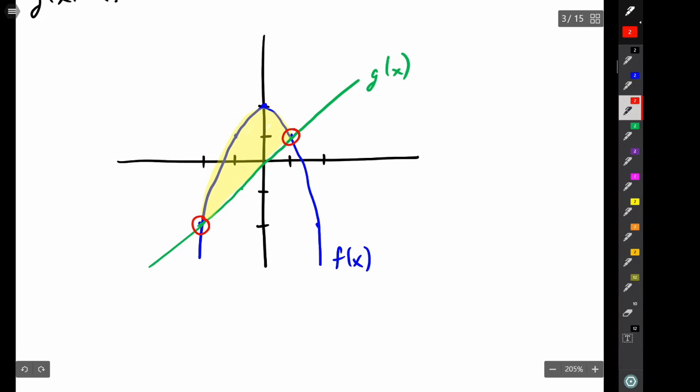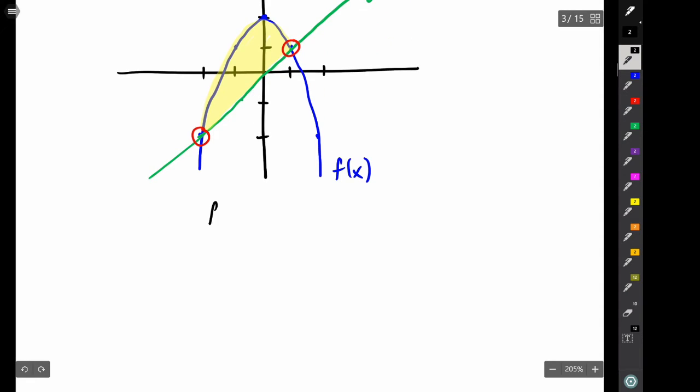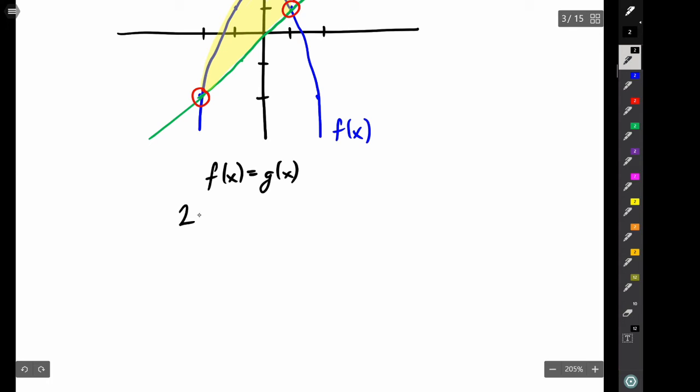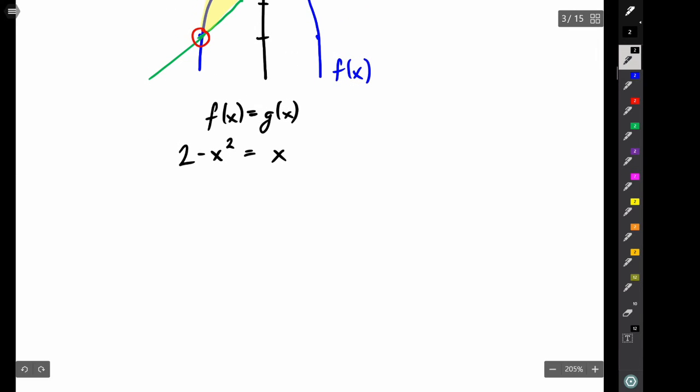We're just looking for where the two graphs cross. What are the x values of that? If you remember, all that means is we're trying to say, when does f of x equal g of x? In that case, we have 2 minus x squared equals x. To solve this, we move everything to one side. To keep things simple, I'm going to move everything to the right. This will be x squared plus x plus 2.